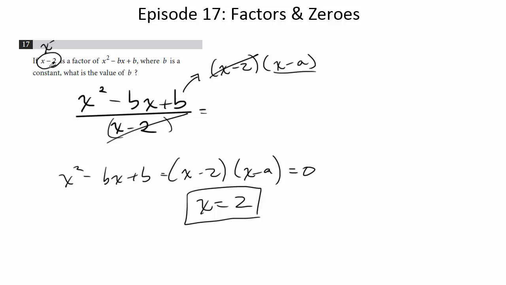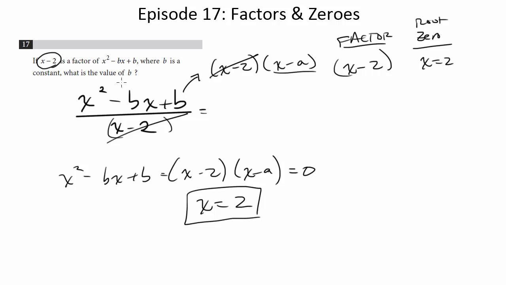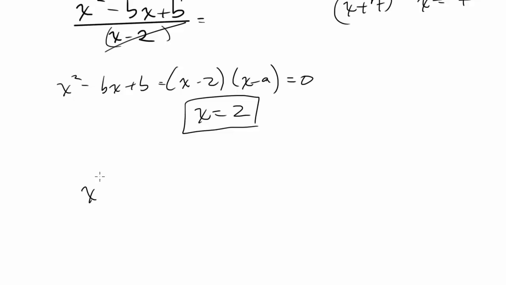So what you have to remember is that when you're given a factor like x minus 2 or x plus 3, along with that factor comes a zero of the function, or a root of the function, right? x equals 2 is a root, so that when you plug it in, you get y equals 0. So if I gave you x plus 7 as a factor, x equals negative 7 is a root. And now what this means is if we take x squared minus bx plus b, and we plug 2 in for x, it should equal 0.